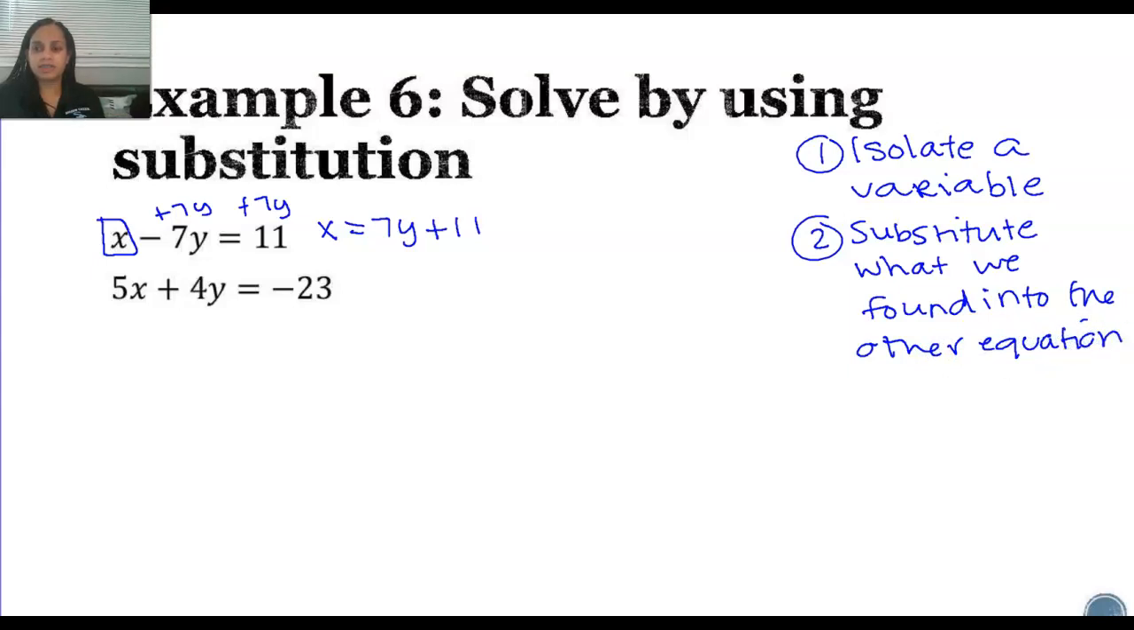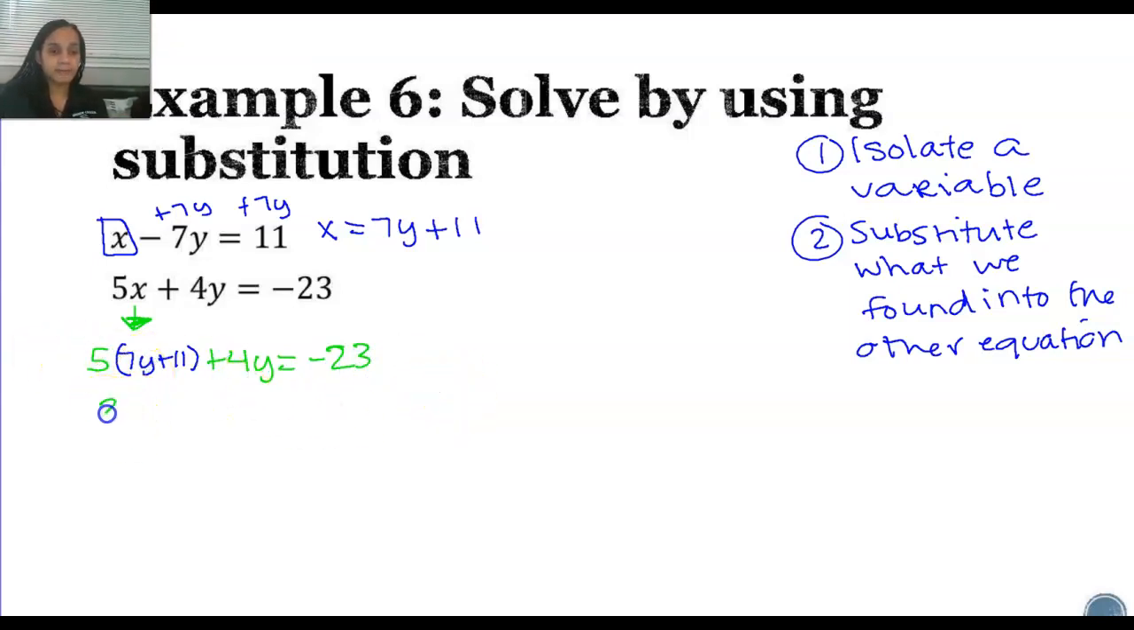So what that means, if x is equal to 7y plus 11, where I see x in the second equation, I can replace it with just that. I can replace x with 7y plus 11. And everything else I'm just going to bring down. I'm going to bring down the 5 plus 4y equals negative 23. And with that being said, let's go ahead and solve this bad boy for y.